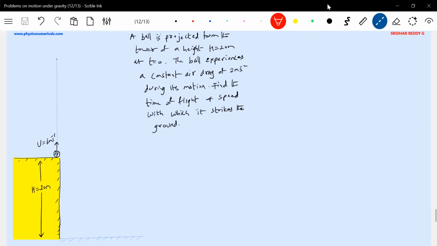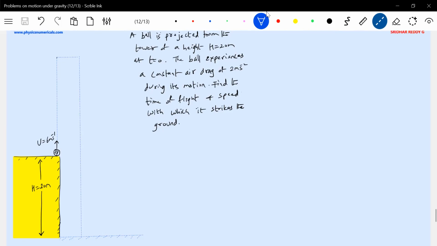A ball is projected vertically up from a tower of 20 meters. Here it is telling that the ball experiences a constant air drag of 2 meters per second squared during its motion. Find the time of flight and the speed with which it strikes the ground.